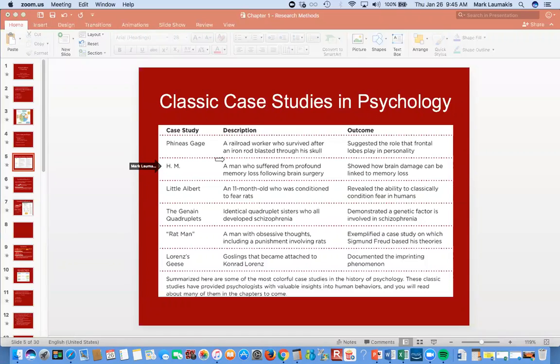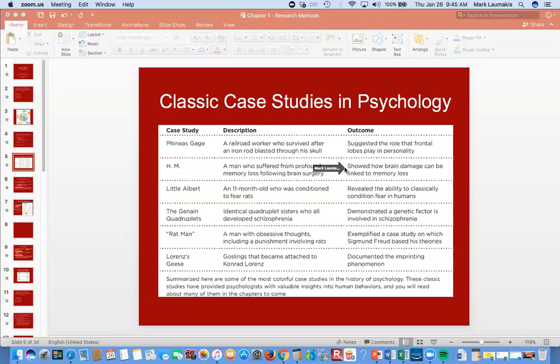In the section on memory, we're going to look at the case study of HM. It's a man named Henry Molaison, who for years was just known as HM until he died and they were permitted to tell us what his name was. He suffered really profound Dory-like memory loss following brain surgery. And I say Dory-like because, like Dory in Finding Nemo, he had an inability to form new memories.